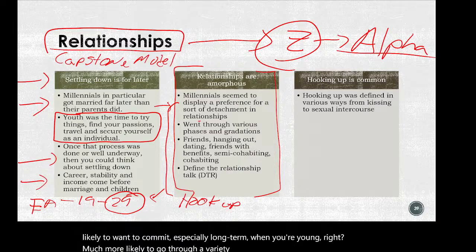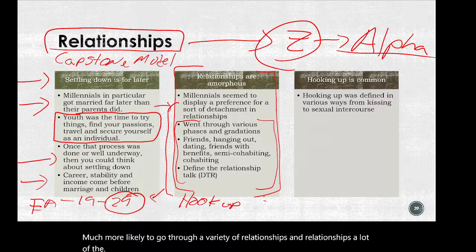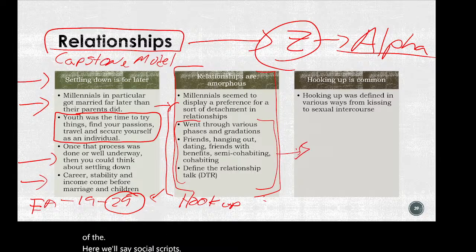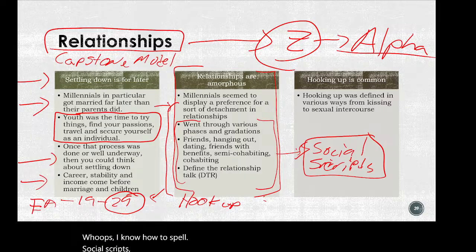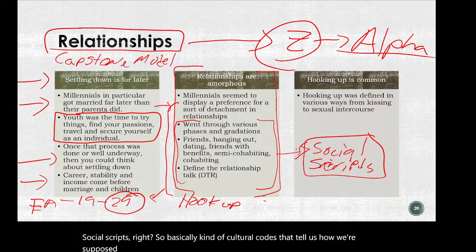And relationships, a lot of, we'll say, social scripts. Social scripts, right? So basically, kind of cultural codes that tell us how we're supposed to behave in particular circumstances. So the social scripts around dating and relationships for the millennials largely break down, right?